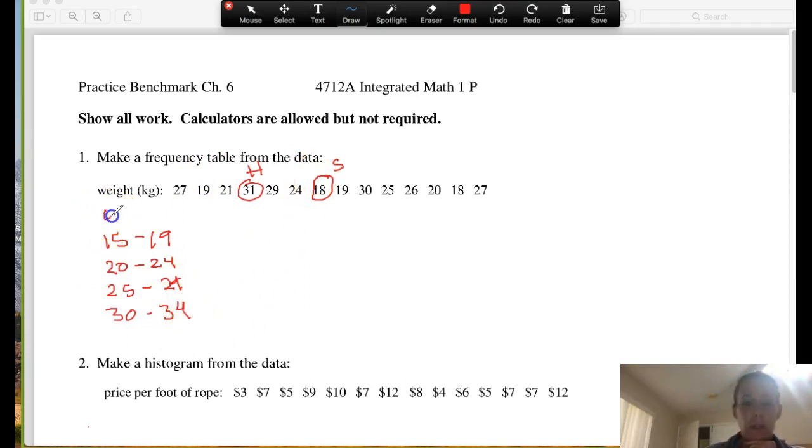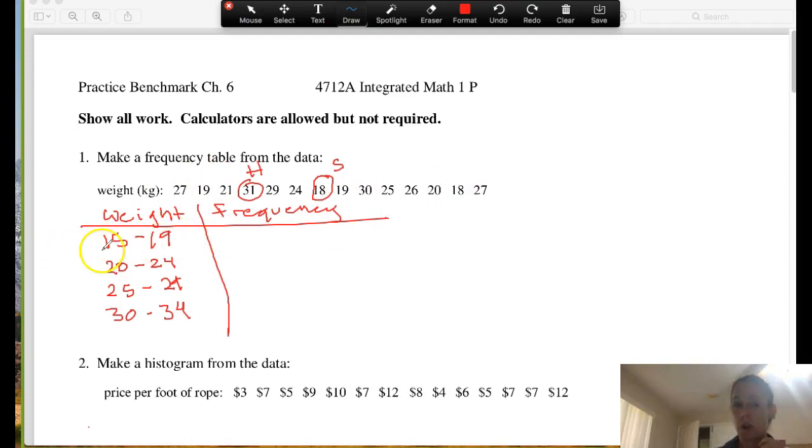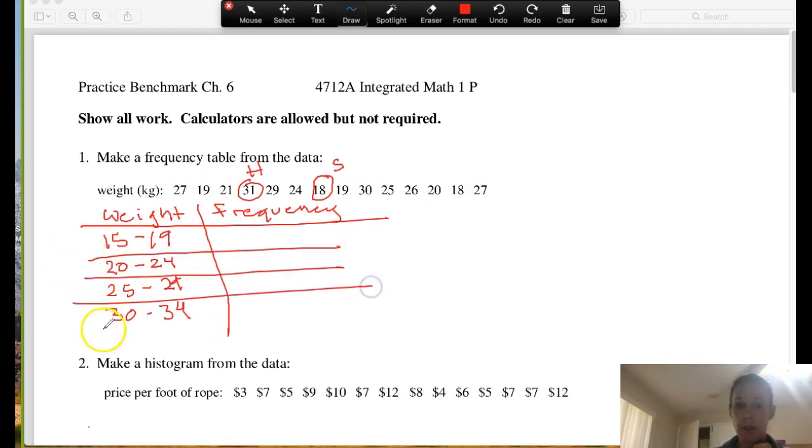So making my frequency table, I'm going to have a weight here, and then I'm going to have my frequency. So I've made intervals, and I'd like to know how many of my data points fall in this first interval, the second interval, the third interval, and the fourth interval. So let's go ahead and count it out.